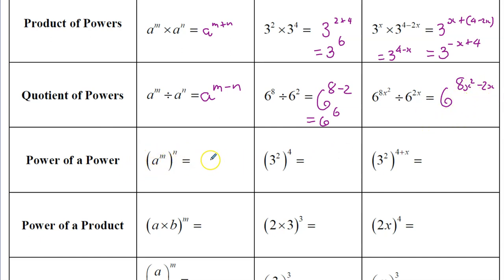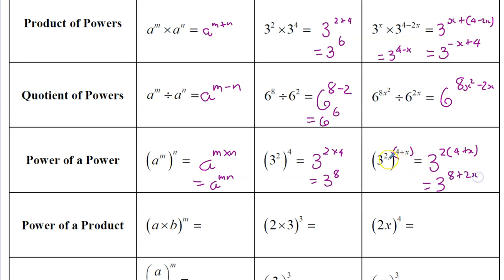Power of a power, we multiply the exponent, so it's a to the m times n, or just a to the mn. So 3 to the 2 times 4, which would be 3 to the 8. And the thing here is treat this exponent as if it's in parentheses. So it's 3 times 2 to the 4 plus x, which is 3 to the 8 plus 2x. So you have to use distributive law and distribute the 2 through the set of parentheses.